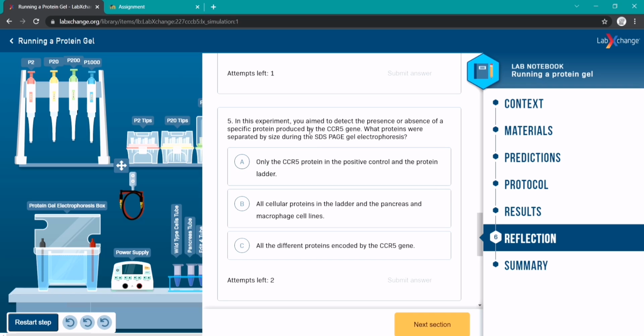In this experiment, you aim to detect the presence or absence of a specific protein produced by the CCR5 gene. What proteins were separated by size during the SDS-PAGE gel electrophoresis?